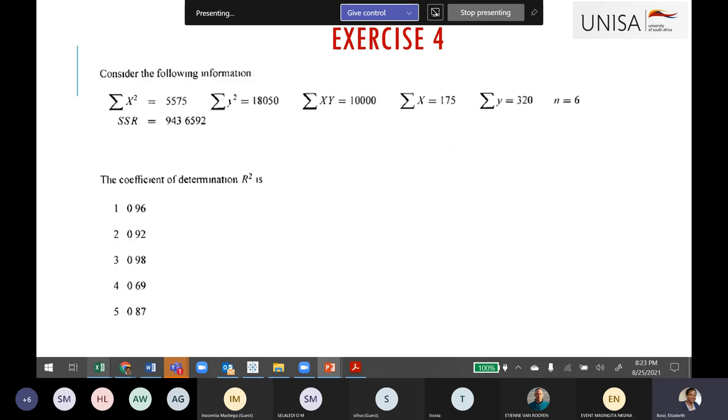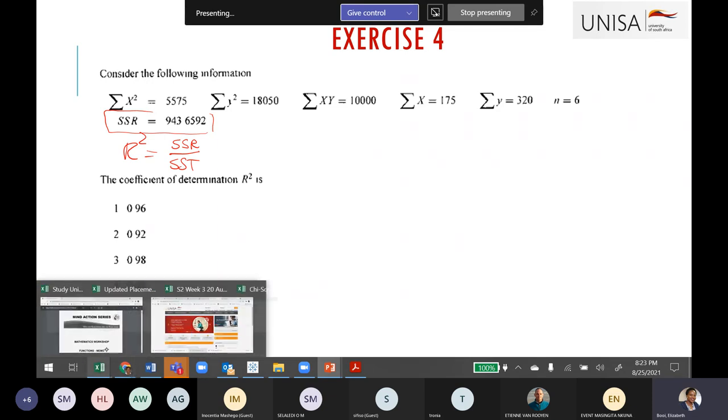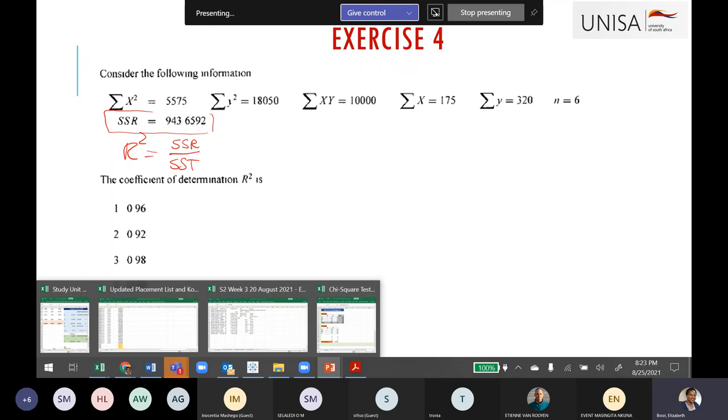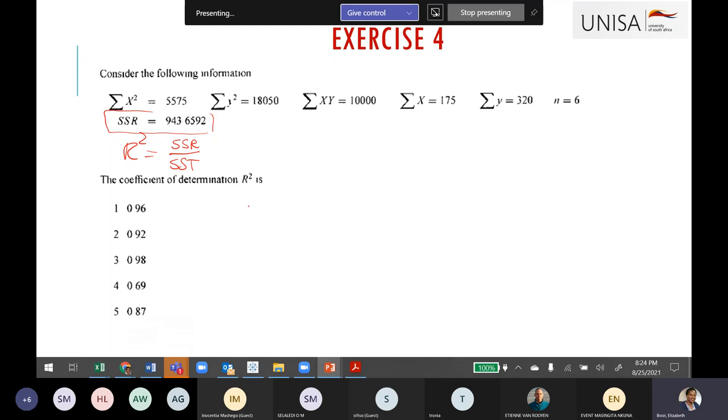Now here they didn't give you the table. You need to calculate the coefficient of determination. What they gave you is SSR, but they didn't give you SST, because your formula, if we use R squared, is SSR divided by SST. So since they didn't give us that, there are other ways of calculating SST.